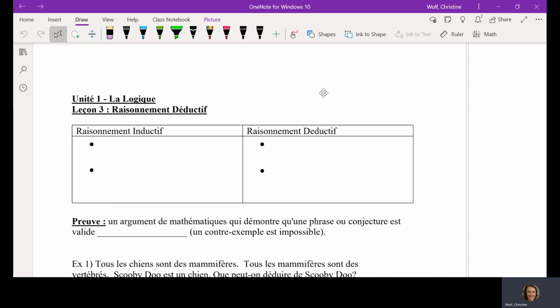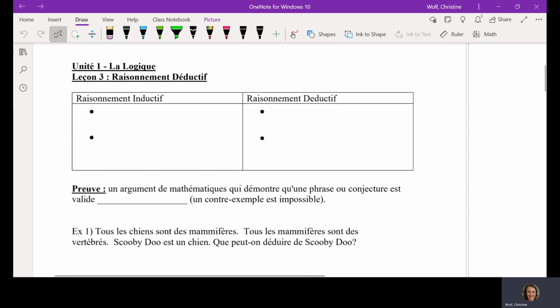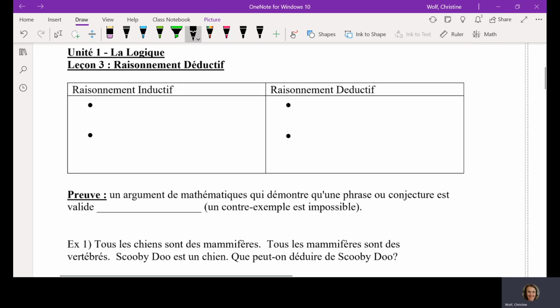Et aujourd'hui, pour leçon 3, on utilise le raisonnement déductif. So, dans leçon 1, on a appris à propos du raisonnement inductif. Aujourd'hui, on fait l'autre. Et on va juste comparer les deux types de raisonnement. OK? So, raisonnement inductif, ici, la première colonne. On a appris à propos de ça déjà dans la leçon 1.